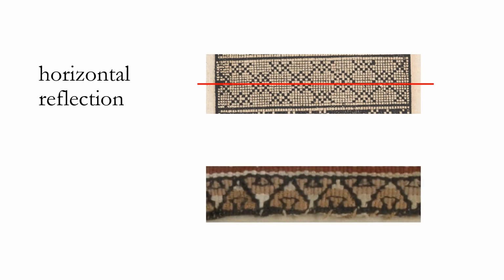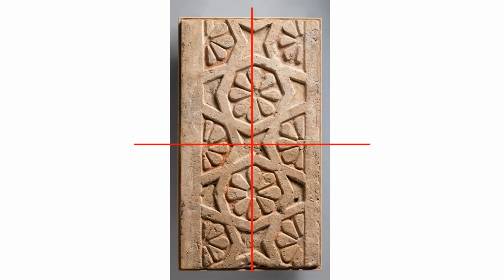It can go parallel to the direction of translation. This is called horizontal reflection. Or it can go perpendicular, or at right angles, to the direction of the translation. This is called vertical reflection. One-dimensional repeating patterns can also have reflections in both these directions at the same time.